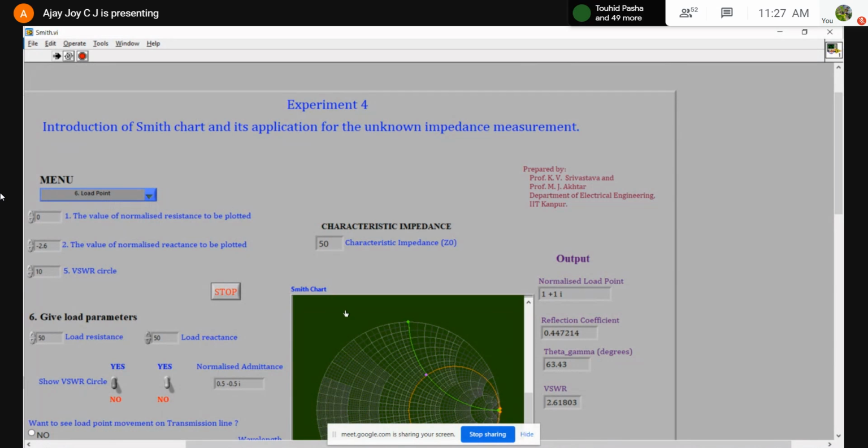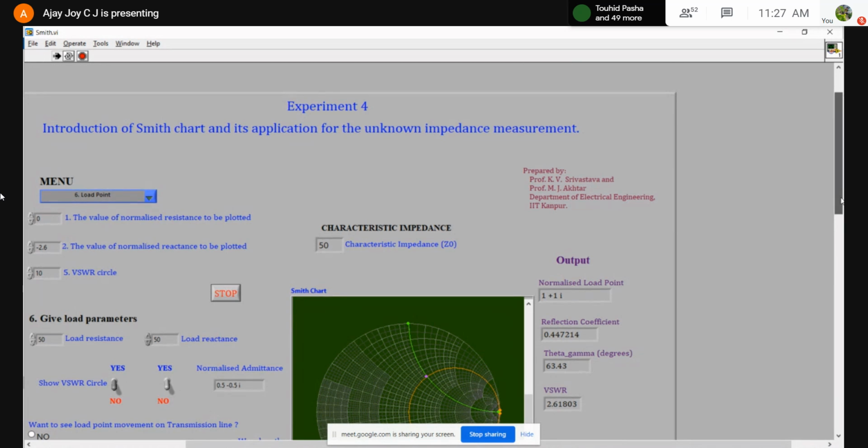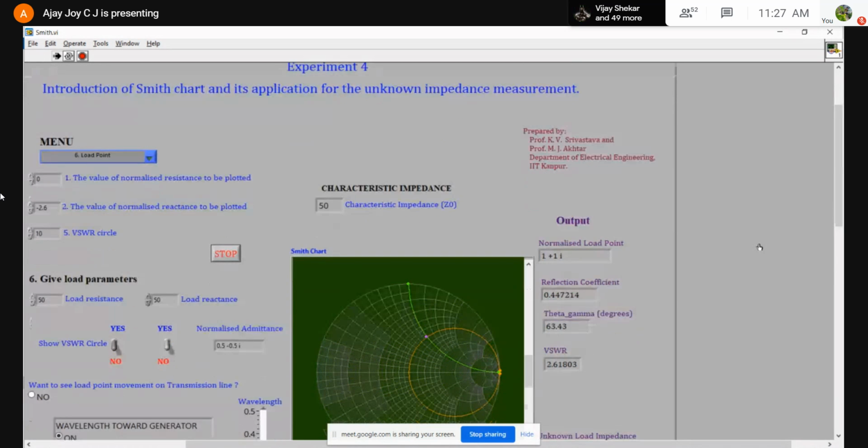Now negative was there. Sir, when we calculate, we will get a normalized load point of 1 plus 1i, sir. So 1 plus 1i is in the upper part. Okay, upward, sir.